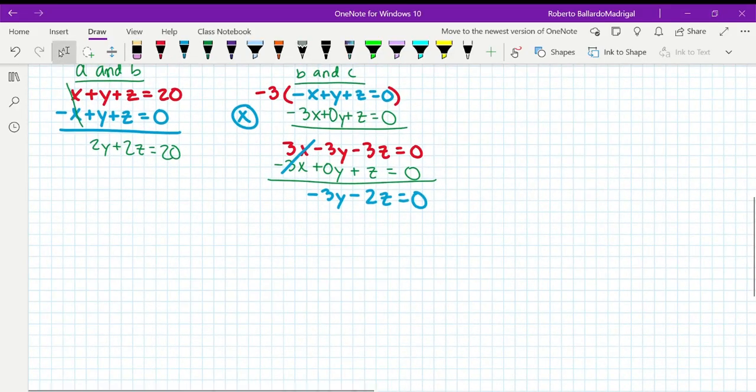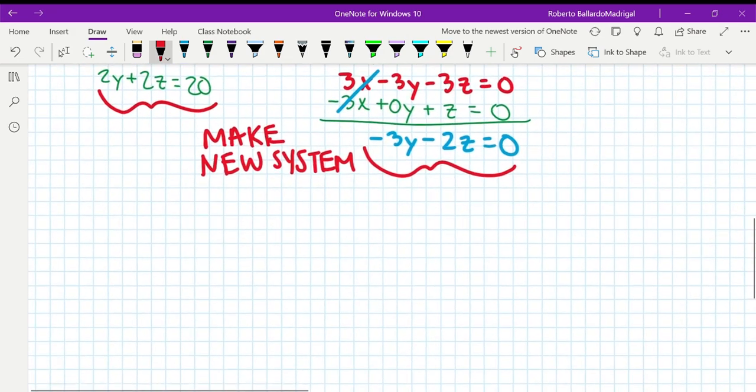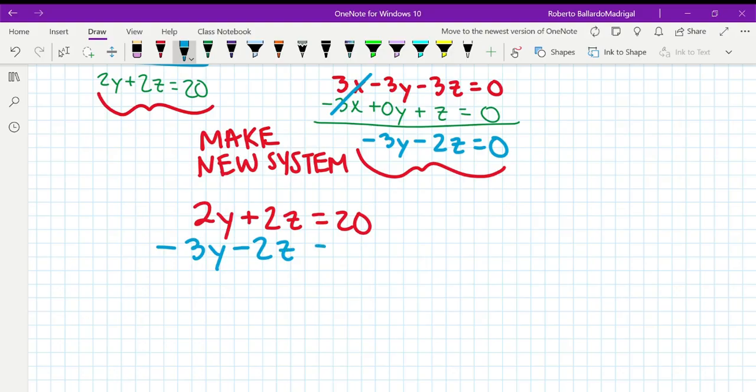Well, you're going to take these now, and we're going to make a new system. Make a new system, which will be 2y plus 2z equals 20, and negative 3y minus 2z equals 0. This is going to be your new system.